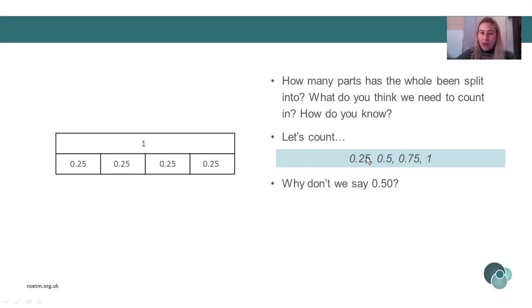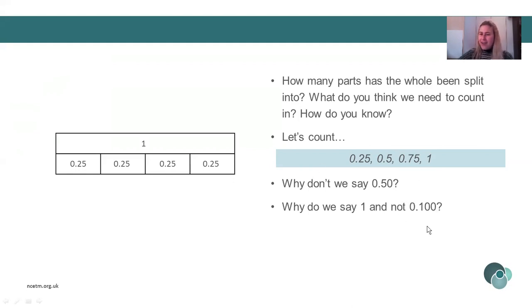So let's count one more time, okay? Count with me. Here we go. 25 hundredths, 5 tenths, 75 hundredths, 1 whole. Let's count it just as decimals as well, okay? 0.25, 0.5, 0.75, 1. So we've got to get really used to counting in those ways.